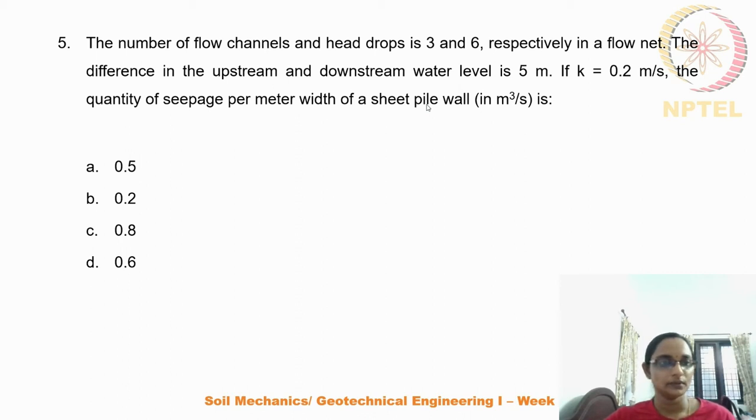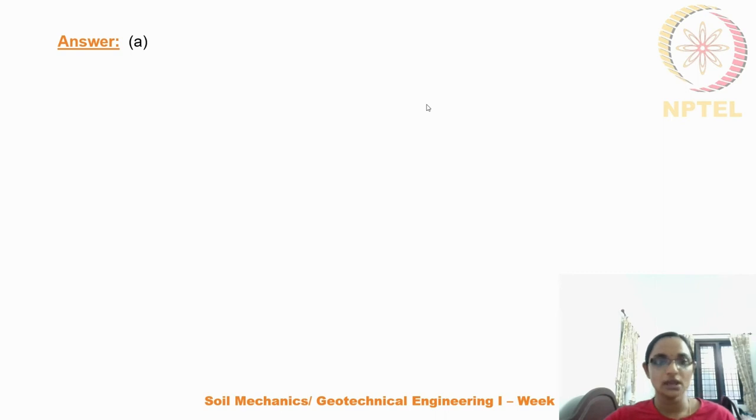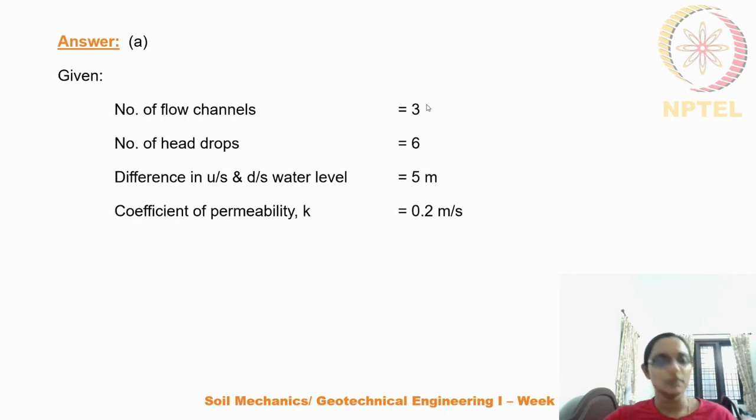So we'll see what is the answer. It's option A. It's given the number of flow channels is 3, number of head drops is 6, difference in upstream and downstream water level is 5 meter, and coefficient of permeability is 0.2 meter per second.